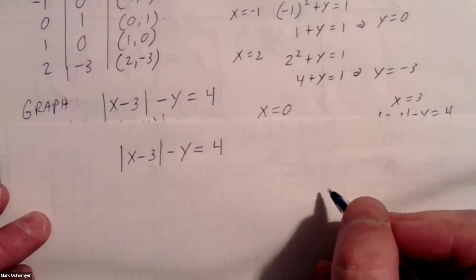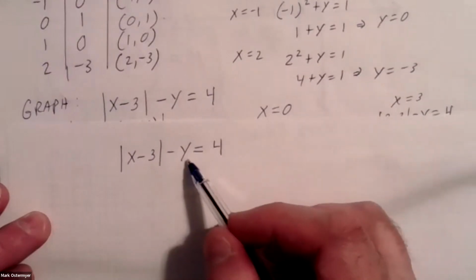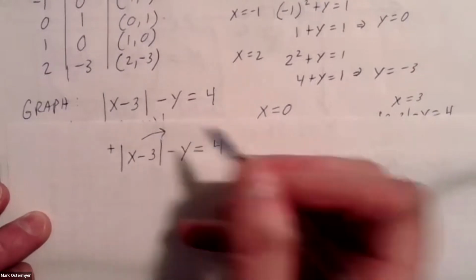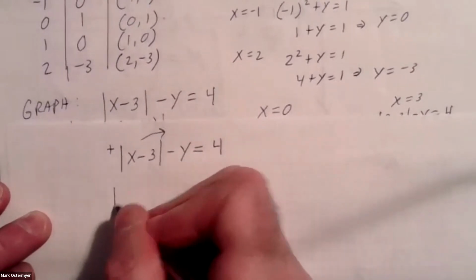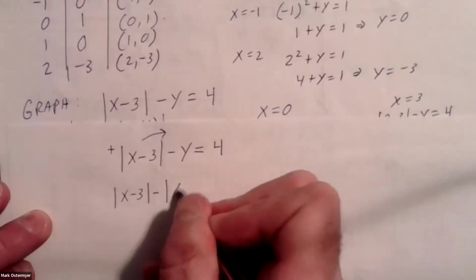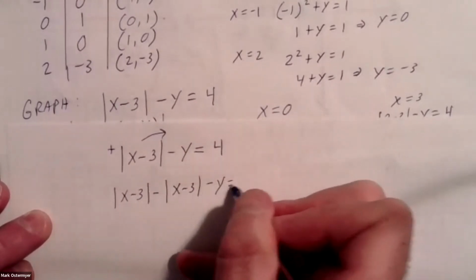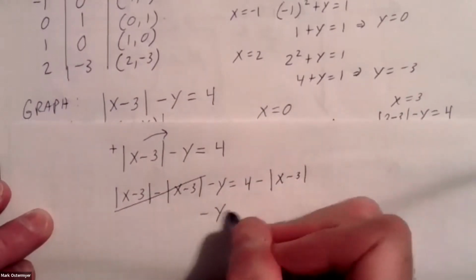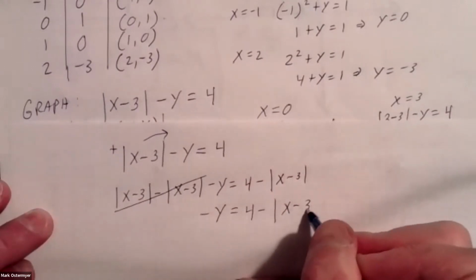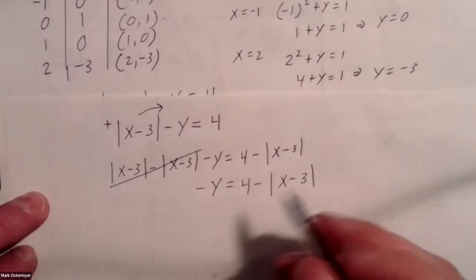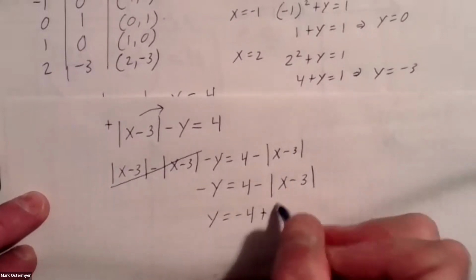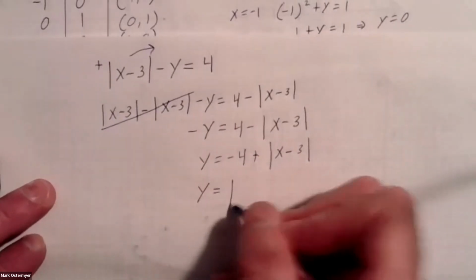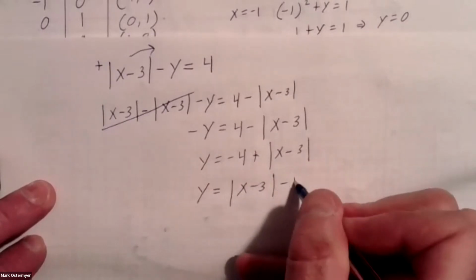Well, to solve the equation for y, we could do it a couple different ways. We could subtract this entire absolute value from both sides to take it over to the right side. That would definitely serve the purpose. Therefore, we have negative y is equal to 4 minus the absolute value of x minus 3. Multiplying or dividing both sides by a -1, we have y is equal to -4 plus the absolute value of x minus 3. Feel free to even spin these around and call it the absolute value of x minus 3 minus 4.